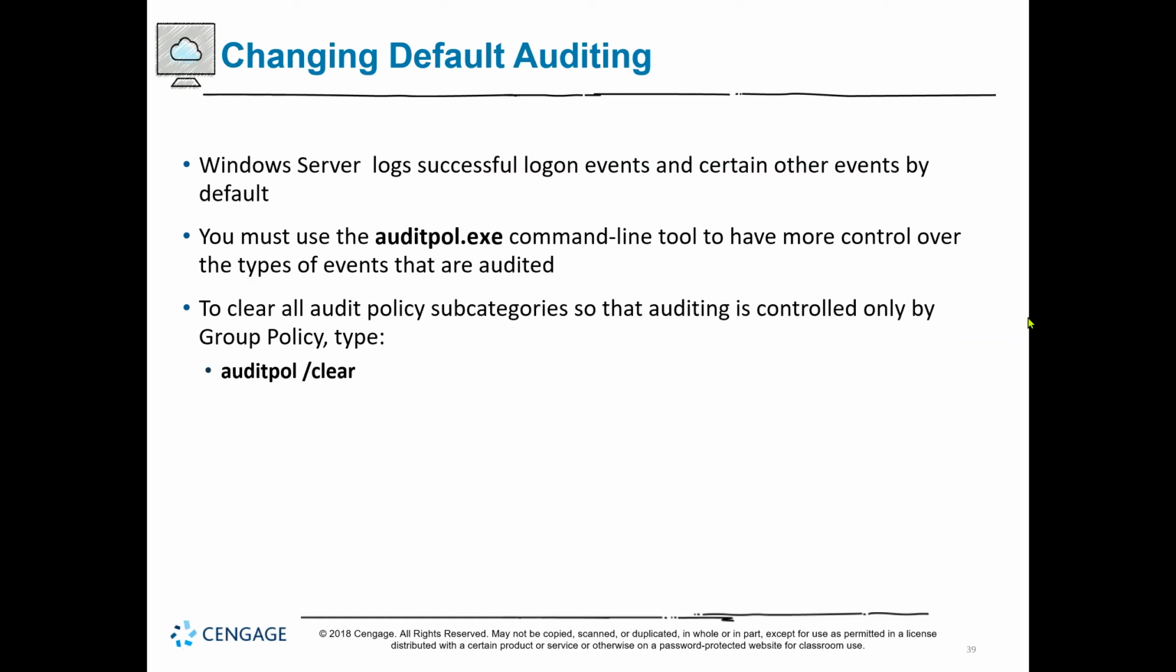Changing default auditing. Windows Server logs successful logon events and certain other events by default. You must use the auditpol.exe command line tool to have more control over the types of events that are audited. To clear the audit policy subcategories so that auditing is controlled only by the group policy, type auditpol /clear.